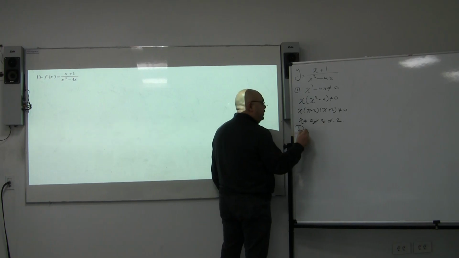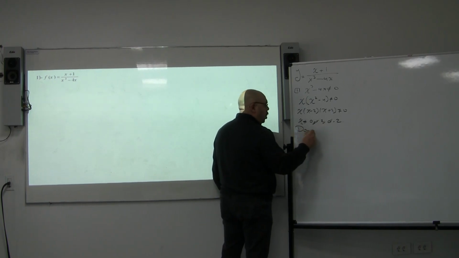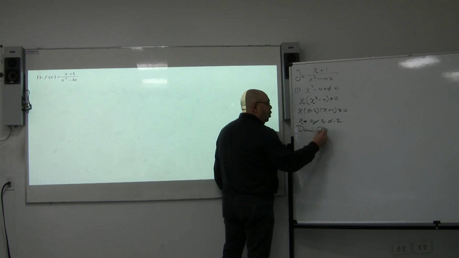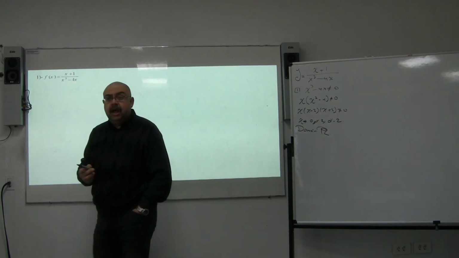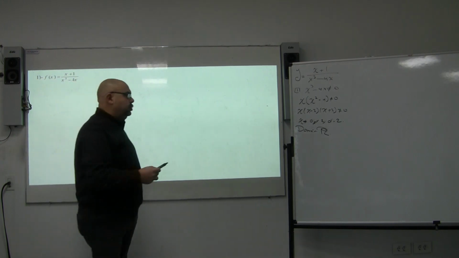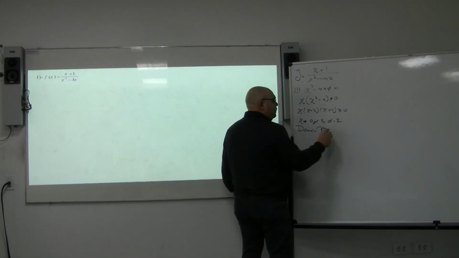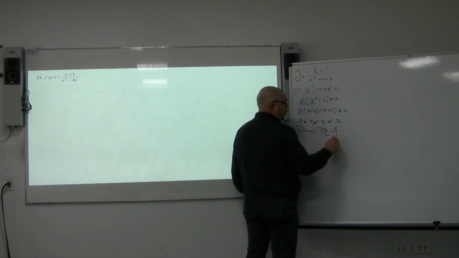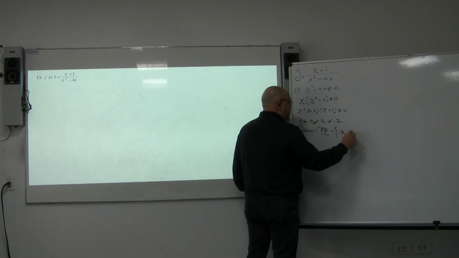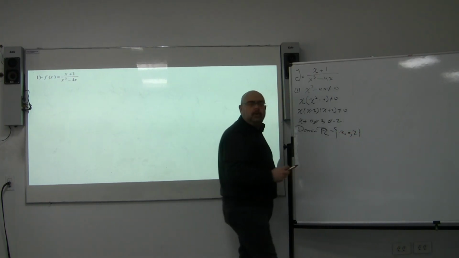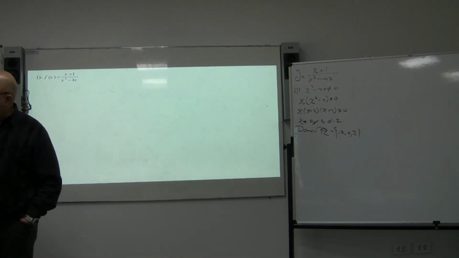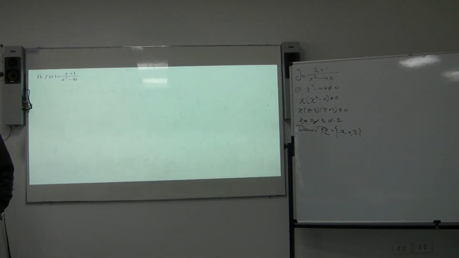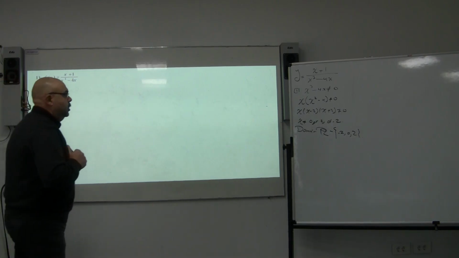So now I can get the domain. The domain of this function is simply all the values of R, and there is no restriction on the numerator. So it should be R except these values, which are negative 2, 0, and 2. I usually feel more comfortable arranging them from the smaller number to the greater number, okay? Now I have the domain.